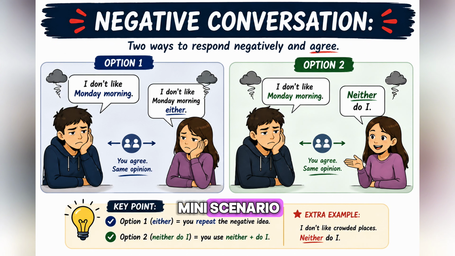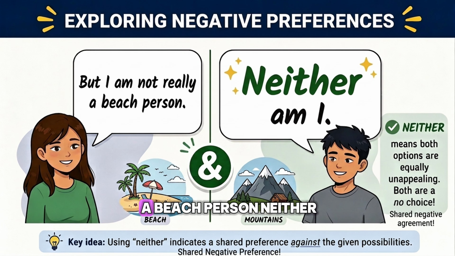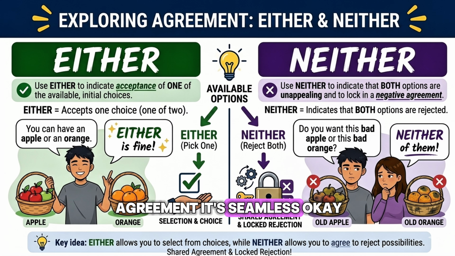Let's role play a mini scenario. We're planning a weekend trip, beach or mountains. Either sounds great. But I'm not really a beach person. Neither am I. See how natural that was? Yeah, it flows perfectly. You used either to accept the initial choices, and then neither to lock in the negative agreement. It's seamless.